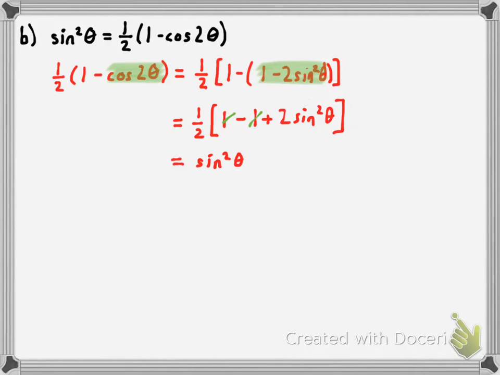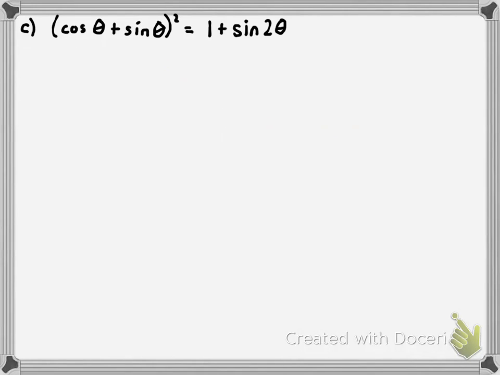We're going to do one more example in the video. Here we're going to show that the square of cosine theta plus sine theta has to be equal to 1 plus the sine of 2 theta. Again, let's pick the more complicated of the two sides, and I would say the left side in this equation is going to be more complicated than the right side. So I'm going to copy that down. We'll start there.